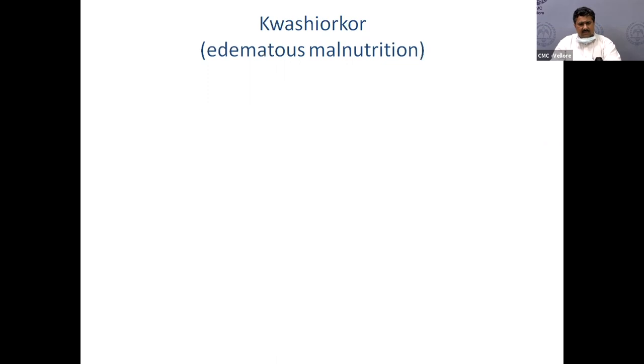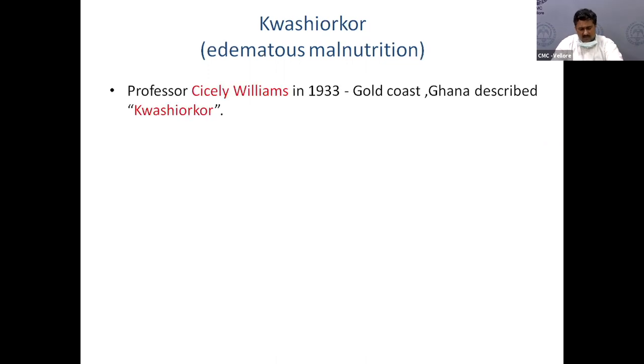Kwashiorkor was first described by Professor Cicely Williams. She was a Jamaican physician who was posted in the old Gold Coast, which is now Ghana. She was a woman medical officer under the colonial medical service there, where she noticed children coming with malnutrition and edema, like pedal edema and limb edema, with a typical, peculiar type of skin lesions. Initially, even most of the papers coming out asked whether it was a scurvy-like presentation. So she thought it was something different.